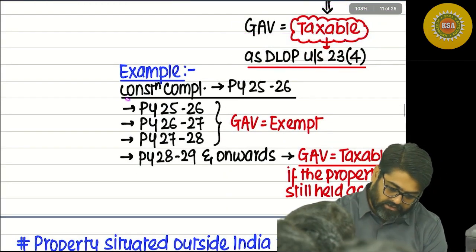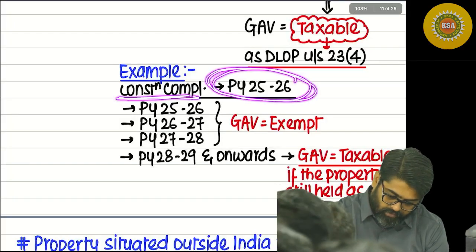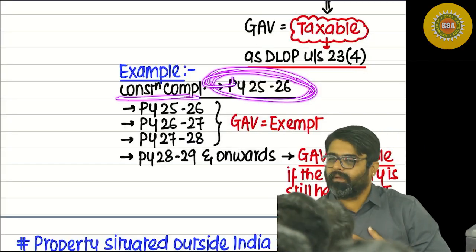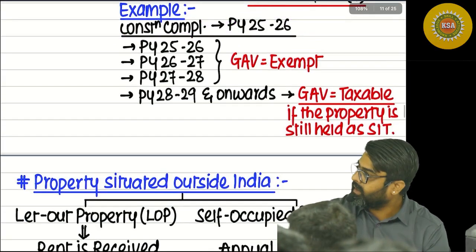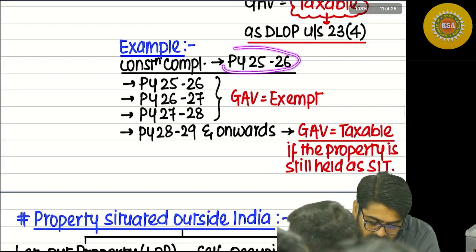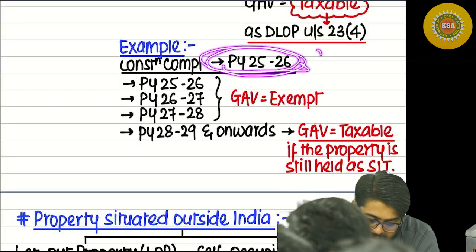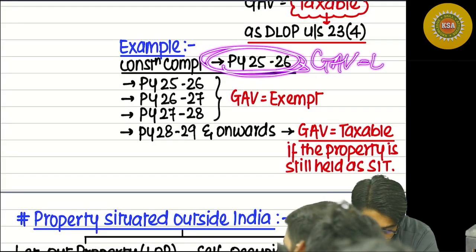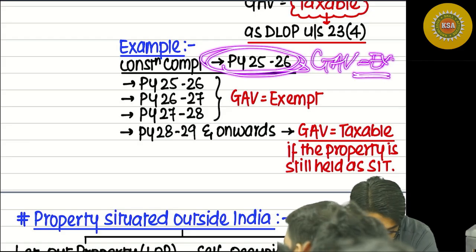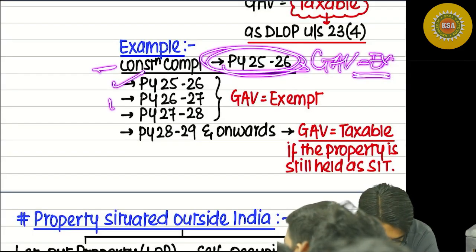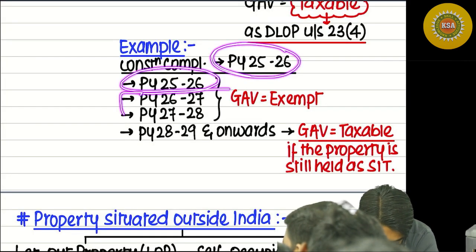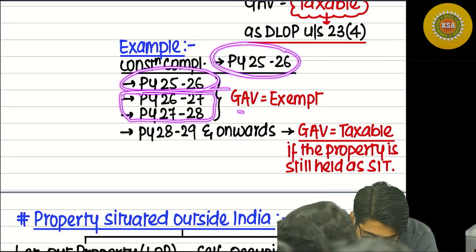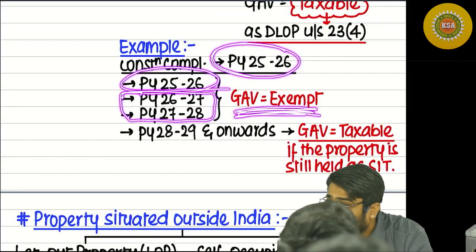Example, please check. Construction completed, for us it will be previous year 24-25. But right now take this example. Previous year 24-25, construction completed. Will there be any GAV taxable for this year? This year also GAV is exempt. And after this year, 1 and 2 years. Meaning previous year 25-26, and then after that 2 more years, the GAV will be exempt. Got it, sir?